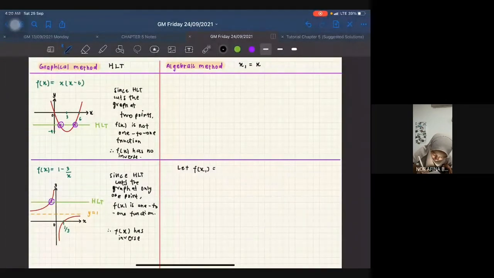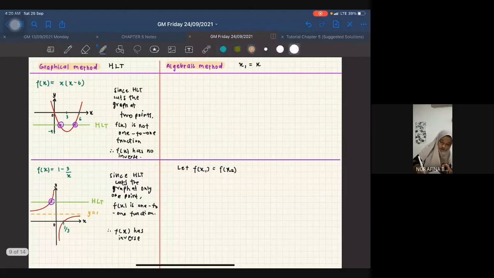fx1 is equal to fx2. Macam tu. Okay, so kita ada function dekat sebelah kiri. Function kita is this one yang saya highlight warna hijau ni. Okay, so kita akan substitutekan sahaja x1 kita ni into x over here dalam ni.